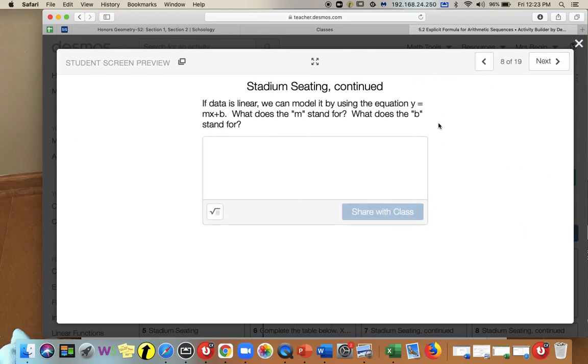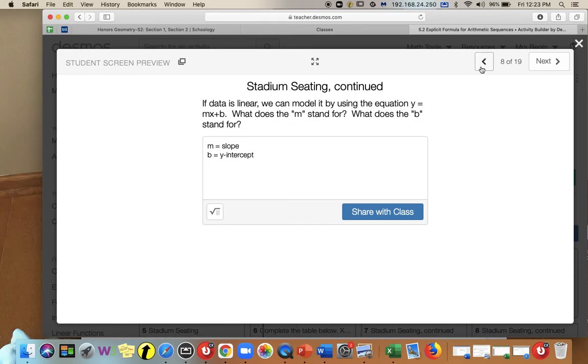If our data is linear, we can model it by the equation y equals mx plus b. What does m stand for, which is next to the x? What does b stand for? And we know that m is the slope because it's next to the x. And b is the y-intercept, or the starting value.